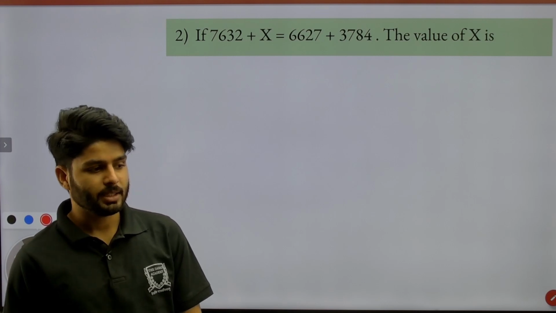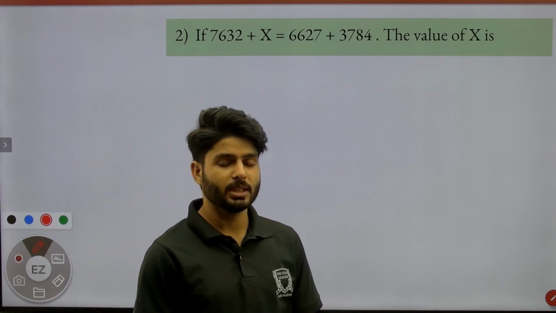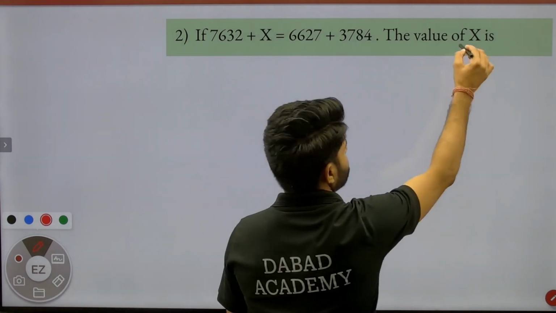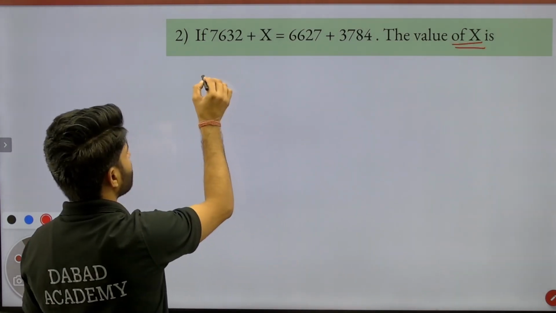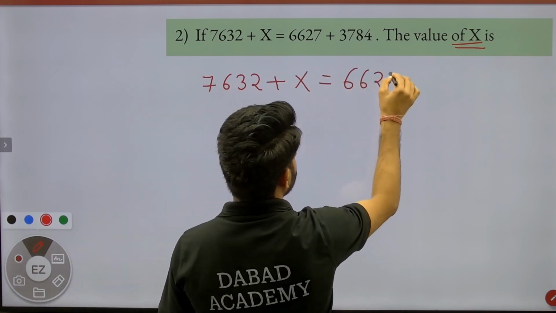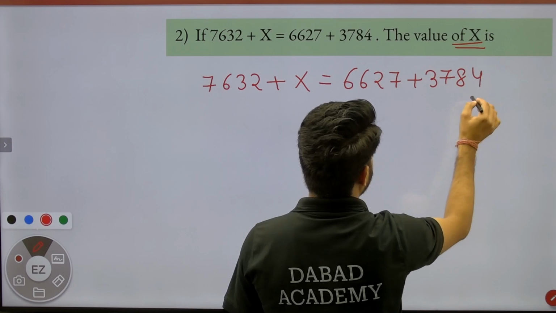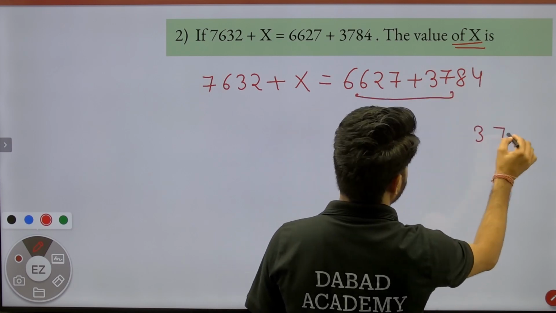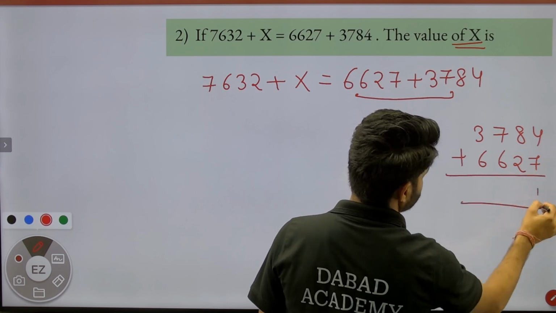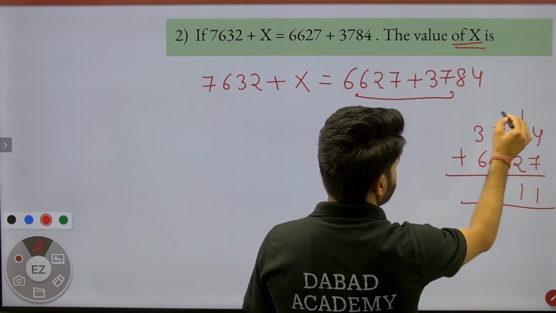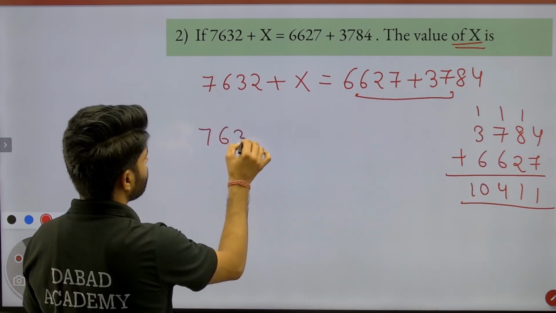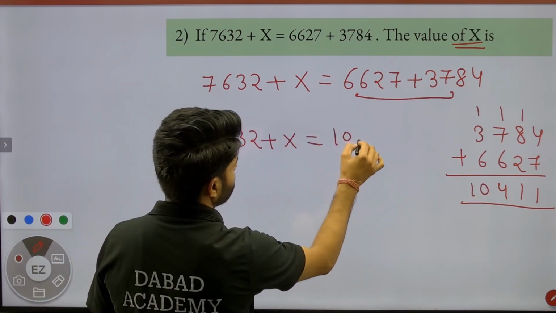7632 is added to x and that is equal to 6627 plus 3784. Then find the value of x. We have to find the value of x. So first we have to write 7632 plus x equals 6627 plus 3784. Now we have to add first these two numbers. When we add these two numbers, that is 7 plus 4 is 11, here is 1, then again 11, here is 1, 3 plus 1 is 4, 1 and 9. That is equal to 7632 plus x equals 10411.